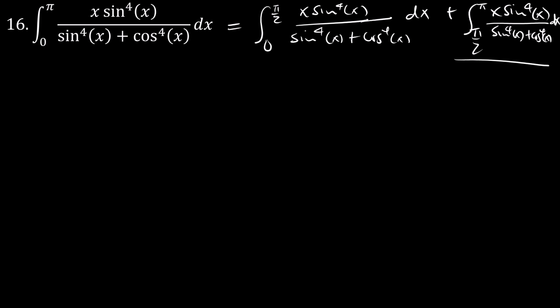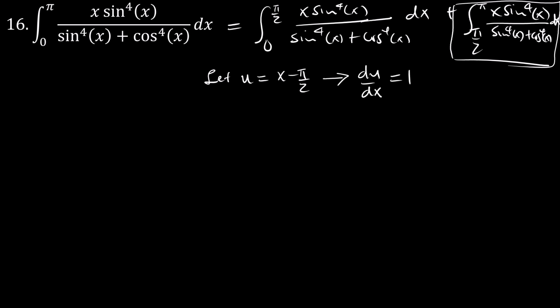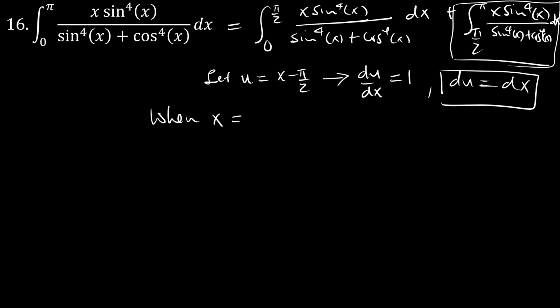Let's focus on this guy. I want us to focus on that. And what we'll do is we'll say let u be equal to x minus pi over 2. What does that mean? It means that du dx equals 1, and so we can substitute for dx with du. When x equals pi over 2, u equals 0, when x equals pi, u equals pi over 2.